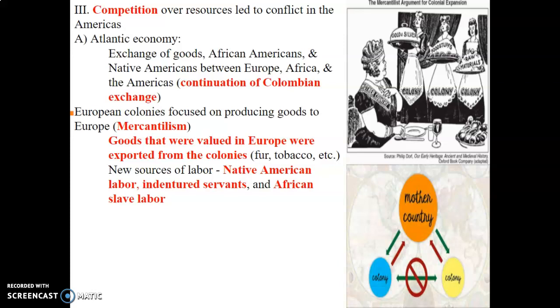And finally, we have African slave labor, which is what came to define the United States even till today. And we're going to learn more about that in later lessons.